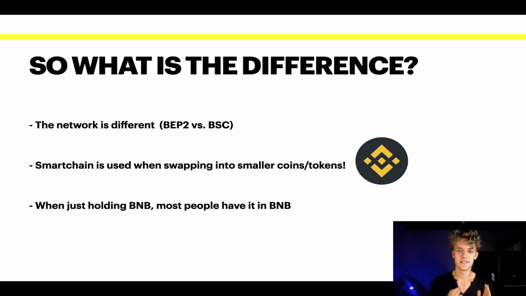Although, as I've already said, they have the same value, it doesn't really matter. For example, right now, I have like 2,000 euros or so in Smartchain in my Trust wallet. And I have it in Smartchain because I might invest it into some smaller tokens in the future. But for now, I'm good with just having it as Smartchain, because Smartchain is going up. In the last couple of days, it's been going up.